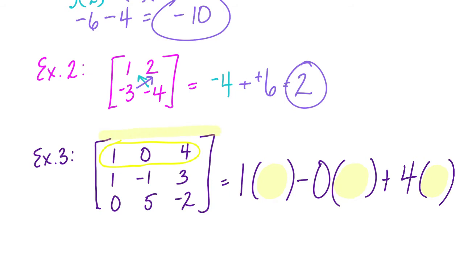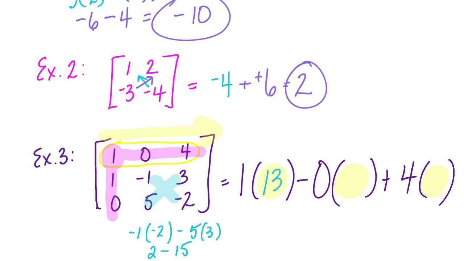So I went straight across the row, and now to find the determinant for the 1, I'm going to cross out this row and column and use the determinant here. -2 times -1 is 2, minus 5 times 3. I'm going to write this down: -1 times -2 minus 5 times 3, and that's a +2 minus 15, which gives me a -13.